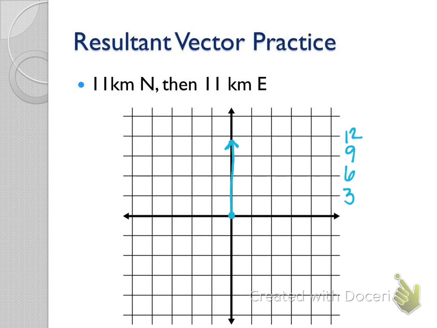We want to add these vectors graphically, so we start from the tip of the last one and go 11 kilometers: 3, 6, 9, 12, to about right there. Those two should be drawn exactly the same length, right? Because they have the same magnitude. Good. Now tell me where our resultant vector should go. We want to go from our origin to where?